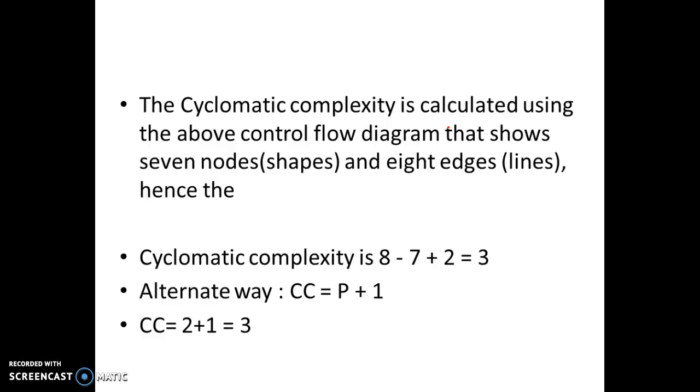Alternatively, CC is equal to P plus 1, where P is the number of conditions, that is, predicates. There are 2 predicates, and 2 plus 1 is equal to 3. So we can see that by method 1 as well as method 2 we get the cyclomatic complexity equal to 3.